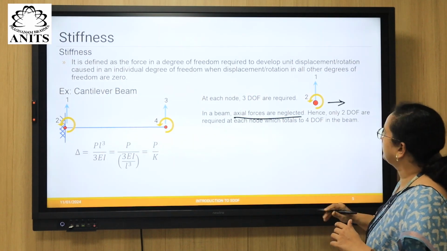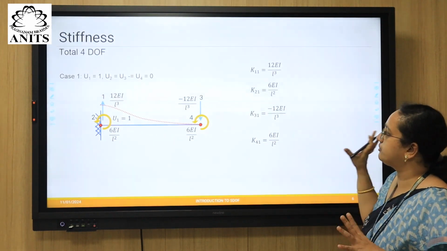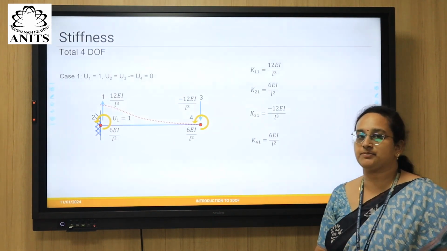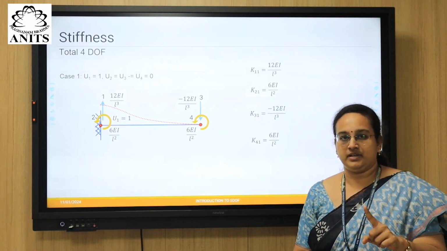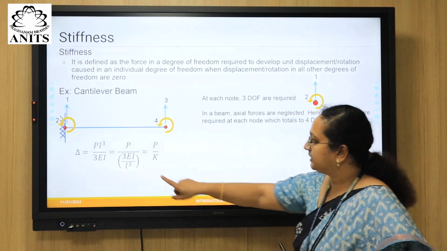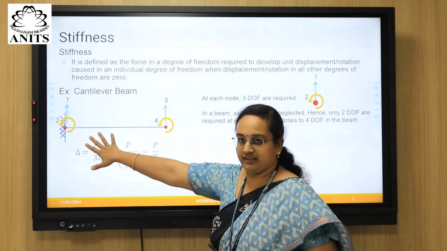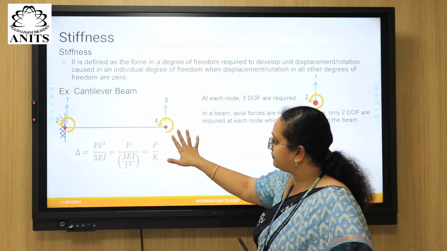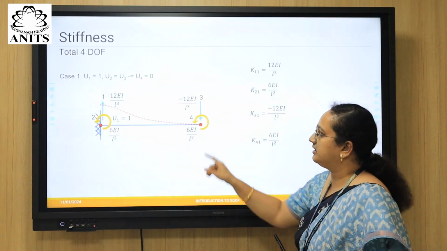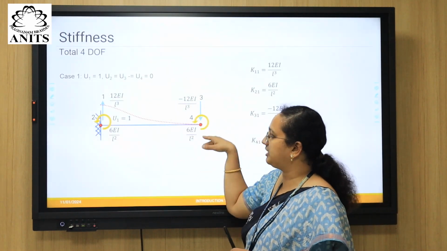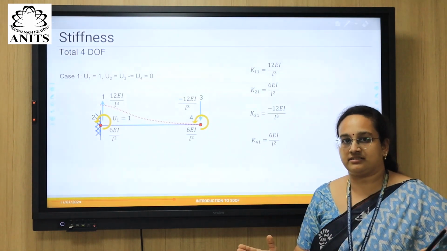Now, let us see in detail how we are going to generate the stiffness matrix. Why is it a matrix? Because we are now left with 4 degrees of freedom, not 1 degree of freedom. When there is 1 degree of freedom, then we have the stiffness as 3EI by L cube. If we are understanding the structural behavior at 4 degrees of freedom, we are interested in understanding the stiffness at each and every degree of freedom, right? So then we are going to get a big matrix.